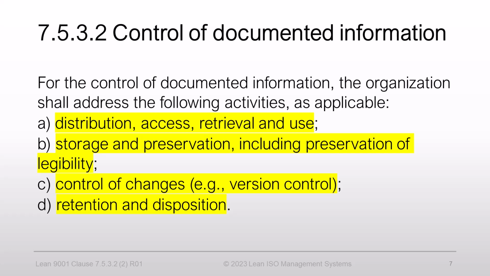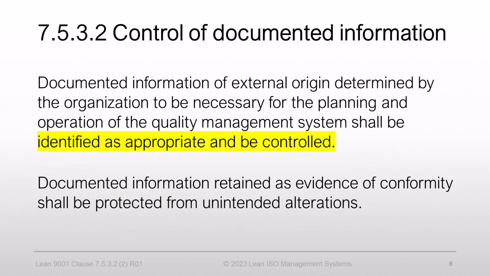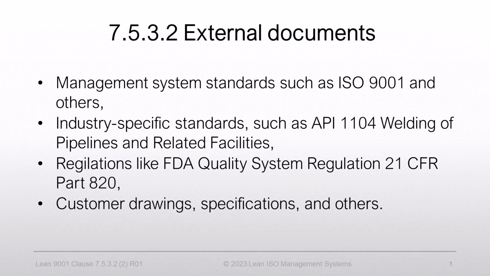Let's keep going. The clause also requires that documented information of external origin determined by the organization necessary for the planning and operation of the QMS shall be identified as appropriate and controlled. Let's start with what is the documentation of external origin.